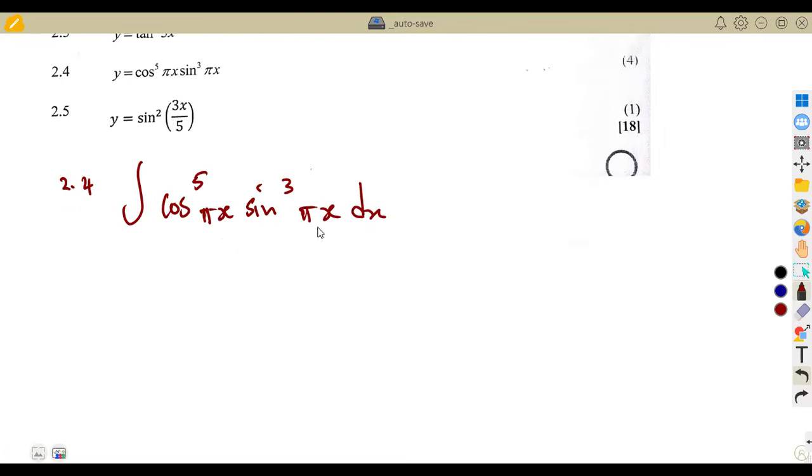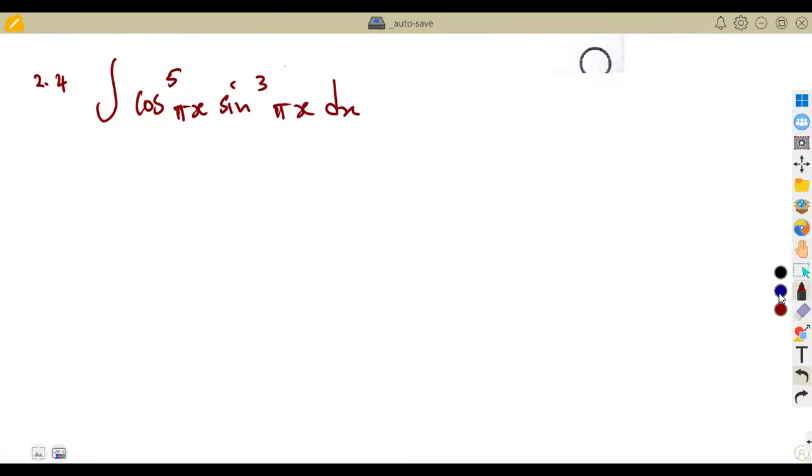This is what you're given to integrate. Whenever we are given an integral, it can start with sine, or you can start with the cos, as long as there's a sine and a cos. This is what you check.